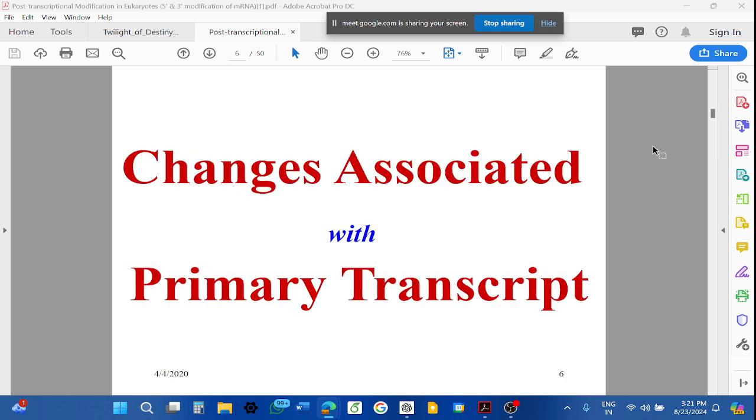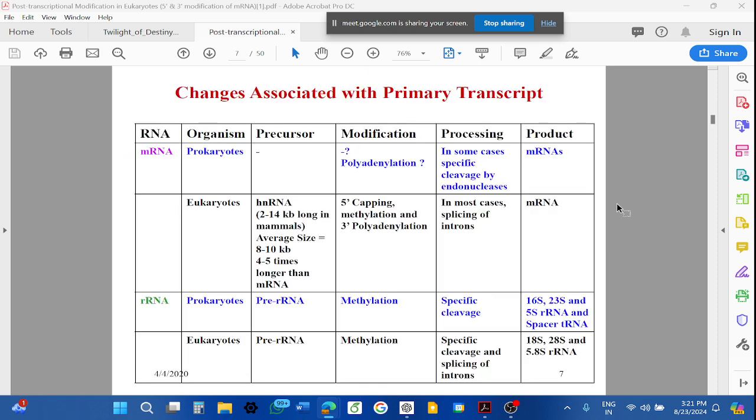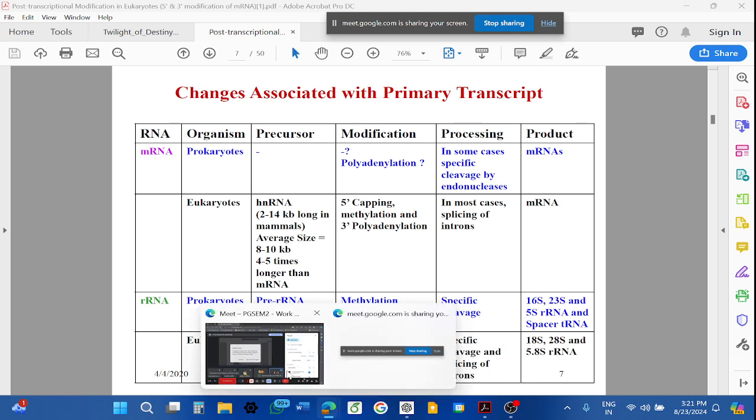So what are the changes associated with the primary transcript? Let us go through them. For mRNA in prokaryotes, there is no precursor. A poly A tail is added, in some cases there is specific cleavage by endonucleases, and after that the product is messenger RNA. In eukaryotes, a heteronuclear RNA is formed.